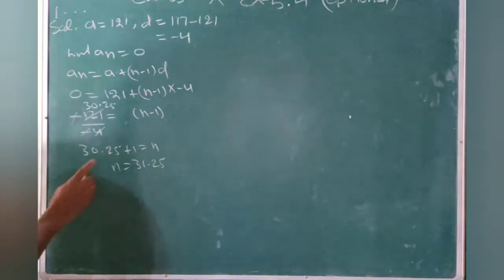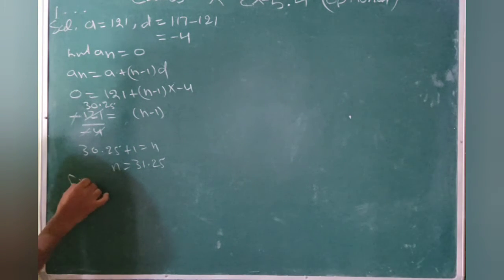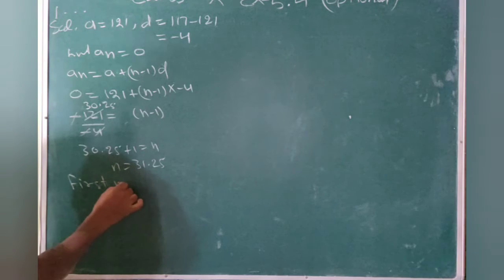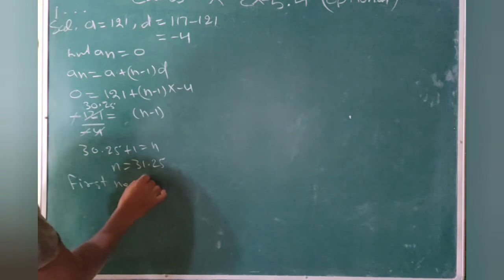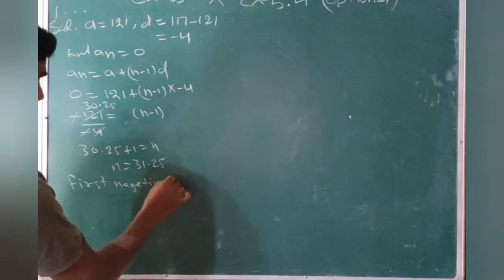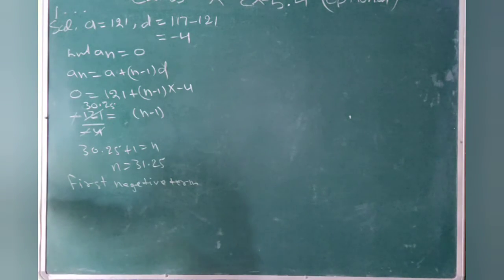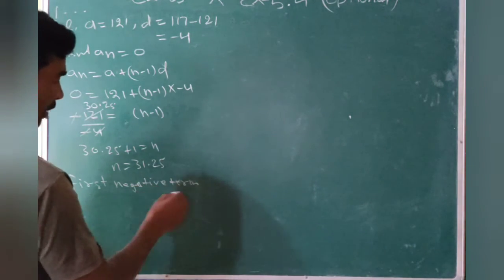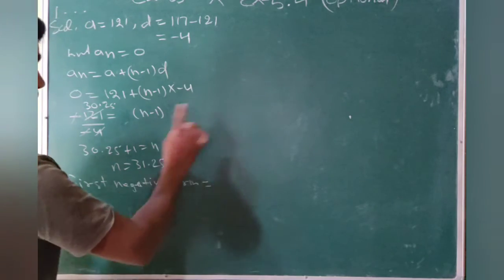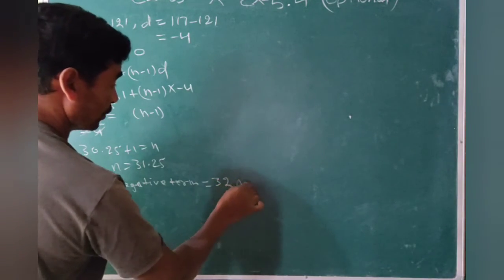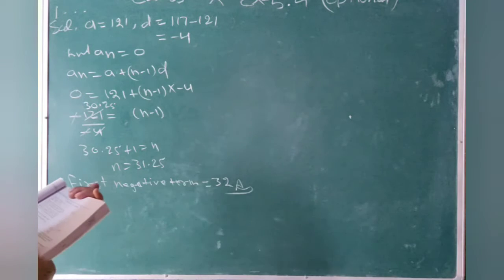So that is not possible. The question is asking for the first negative term. Yes, the first negative term will be the 31st, then that will be the 32nd term. This will be the answer.